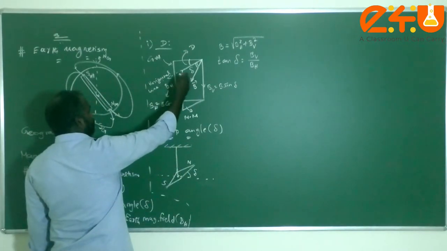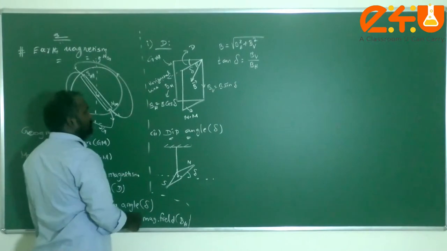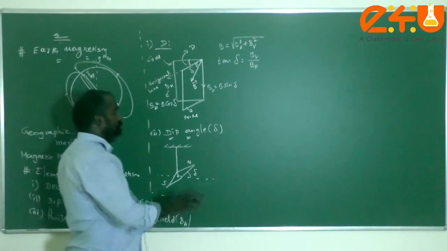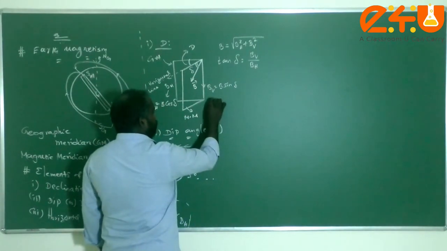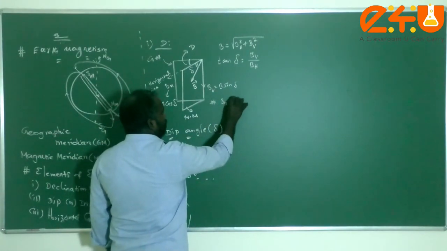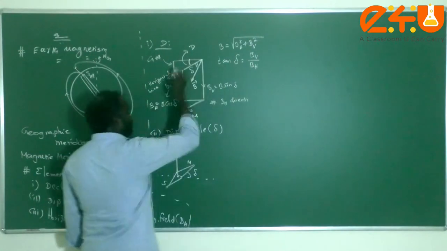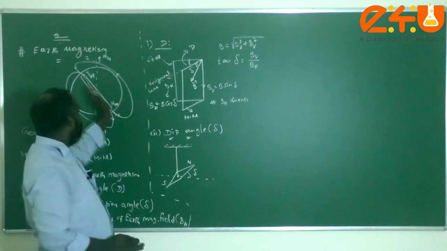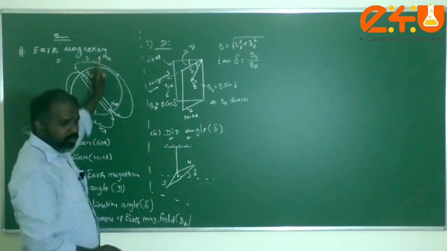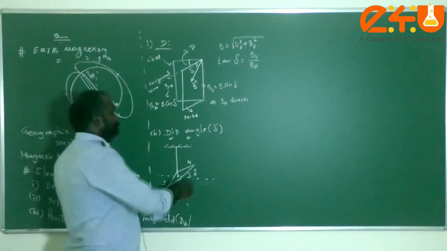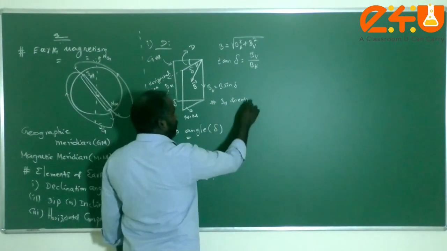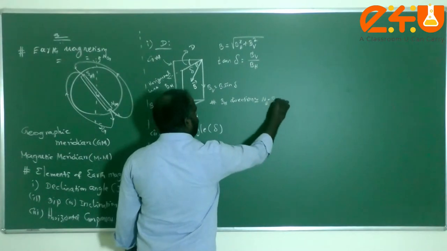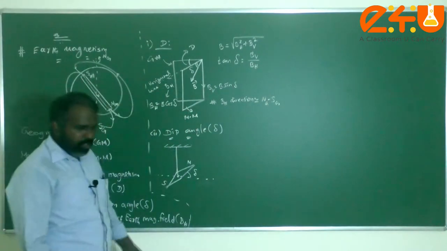Generally the horizontal component is approximately along the geographic north-south direction. Another point: the BH direction is, because the declination angle is very small, so we can approximate that the magnetic axis and the rotation axis are very close to each other. Therefore I can say that the BH direction is approximately along the geographic north-south direction.